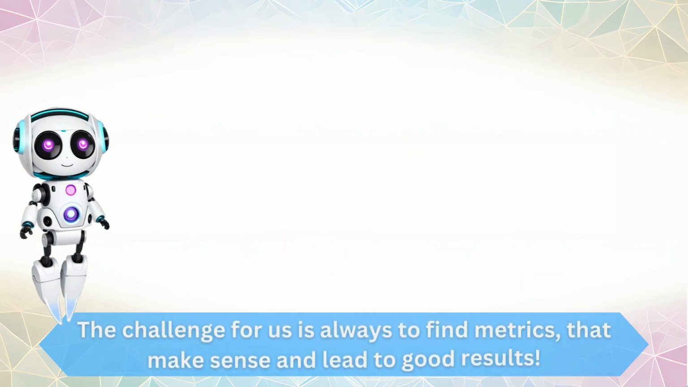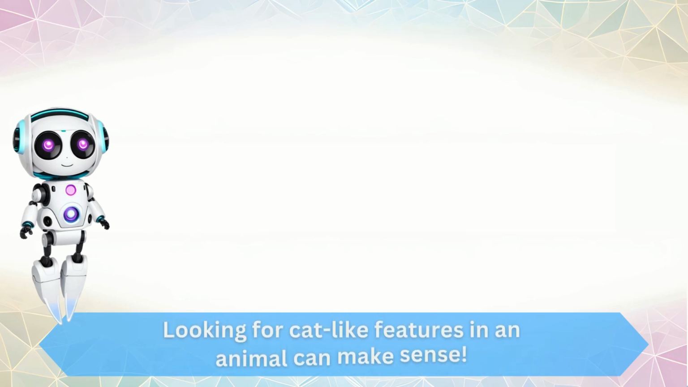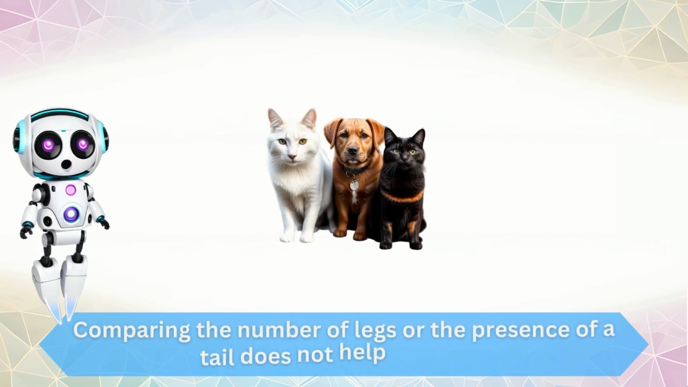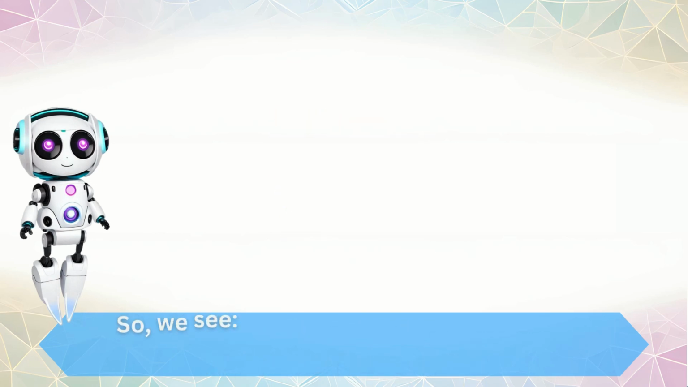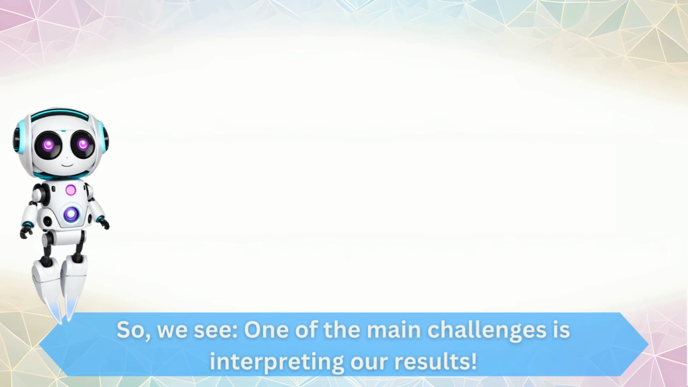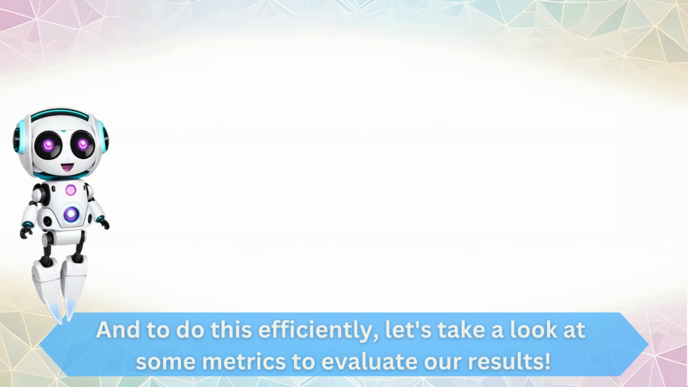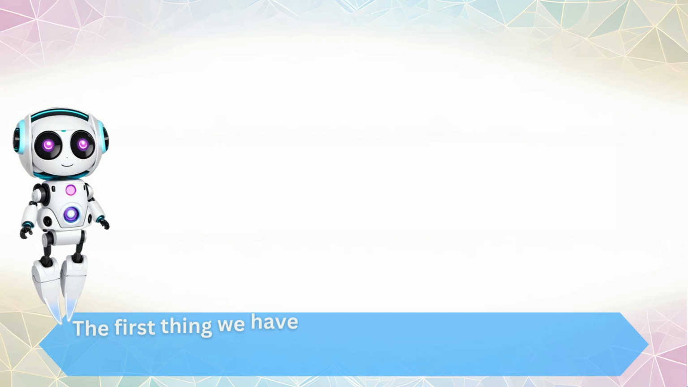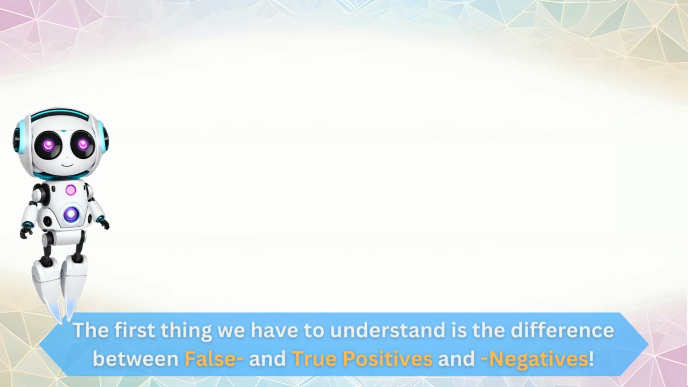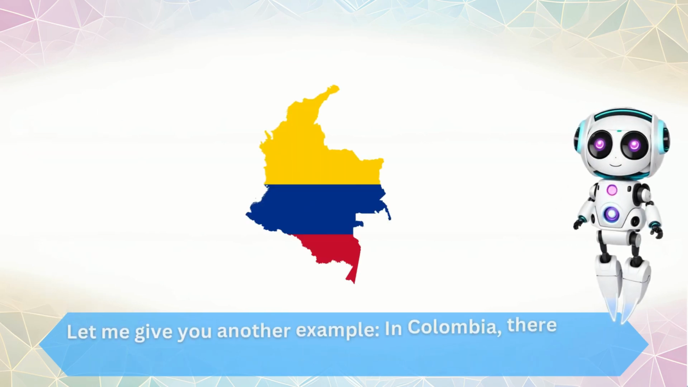The challenge for us is always to find metrics that make sense and lead to good results. Looking for cat-like features in an animal can make sense. Comparing the number of legs or the presence of a tail does not really help so much. So we see one of the main challenges is interpreting our results. And to do this efficiently, let's take a look at some metrics to evaluate our results. The first thing we have to understand is the difference between false and true positives and negatives. Let me give you another example.